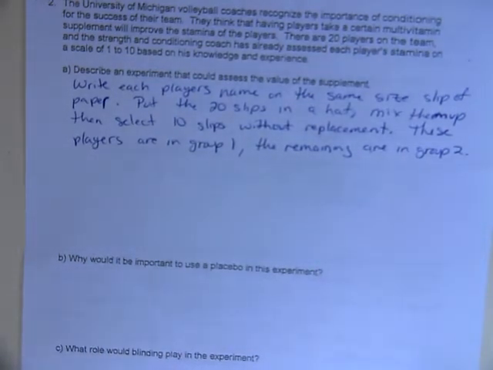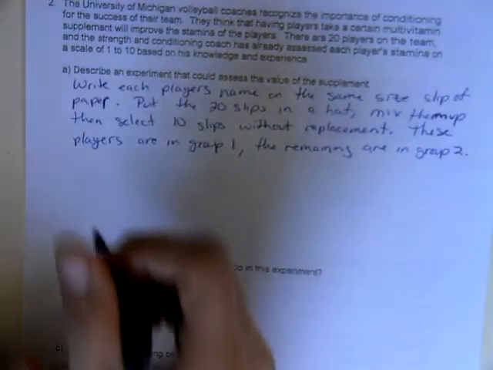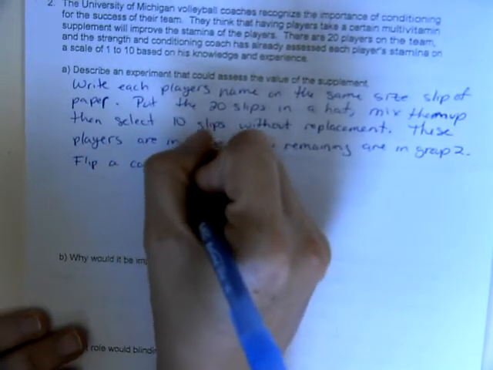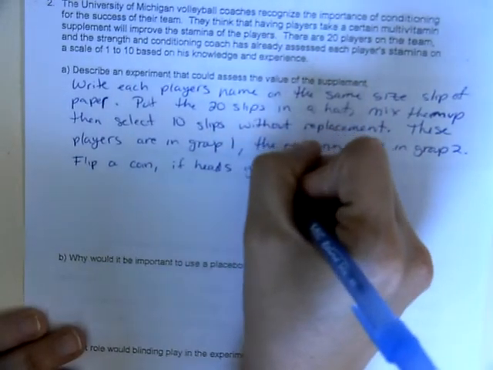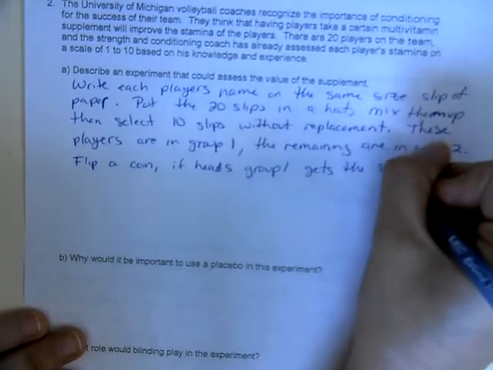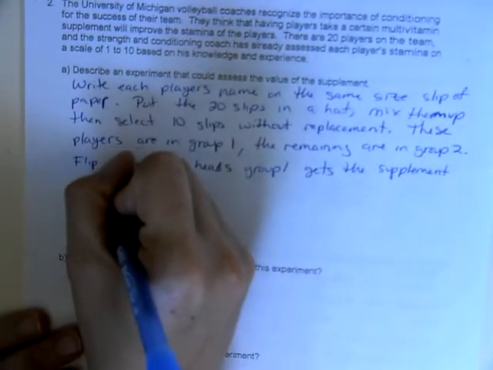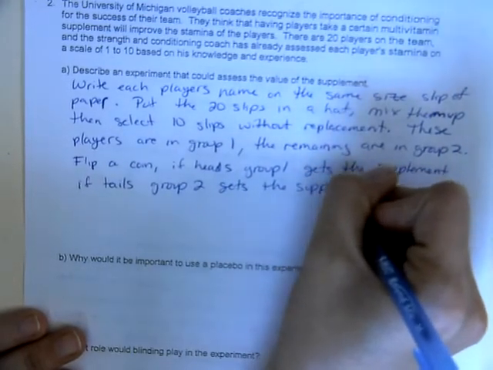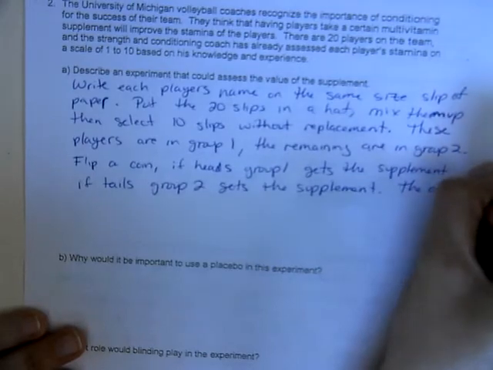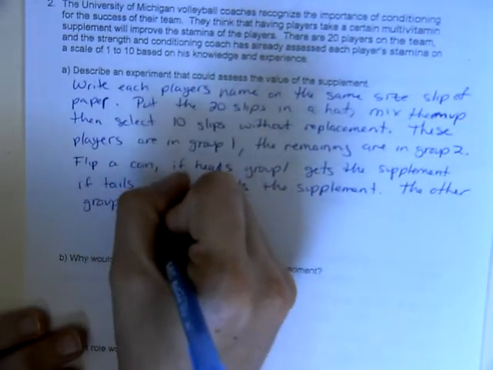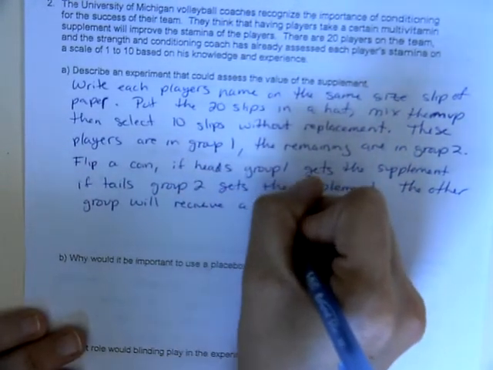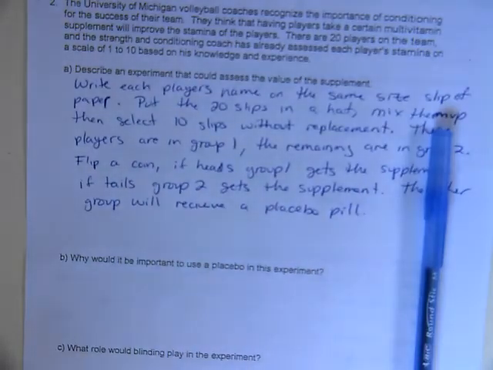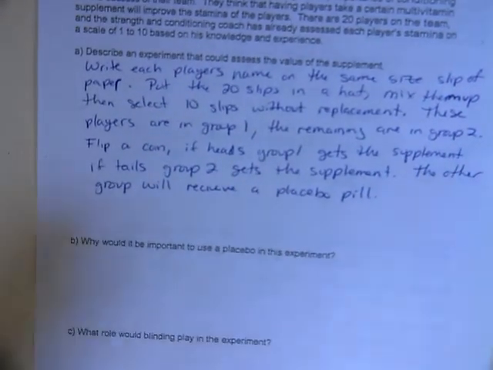Okay, so now to assign the multivitamins, I'm going to, again, flip a coin because it's the easiest. We'll get into not flipping a coin tomorrow. So flip a coin. If heads, group 1 gets the supplement. If tails, group 2 gets the supplement. The other group will receive a placebo pill. So in this one, it's important that you have some sort of placebo because you are giving them a pill of some sort.